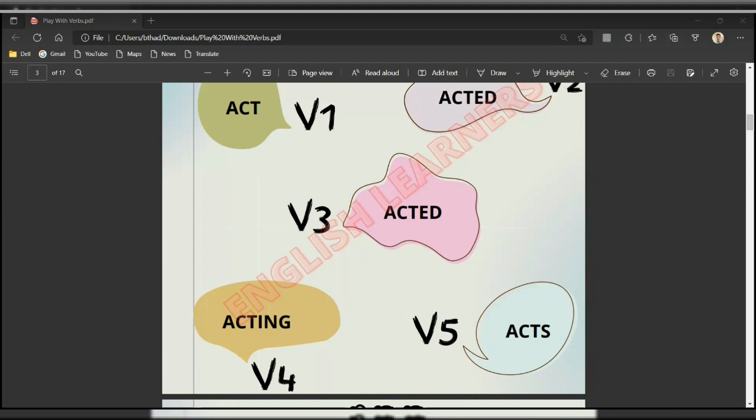When the Agniveer scheme was launched, people have acted in an aggressive way. She acted fool. If I'm wrong, then please correct me. He acted like a doctor. Right or wrong? Yeah, he acted like a doctor. For V3 we need have, or it should be in passive voice. Okay, I have acted like a doctor. Now it's correct.